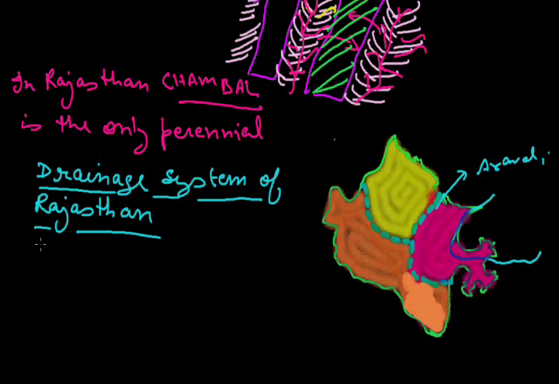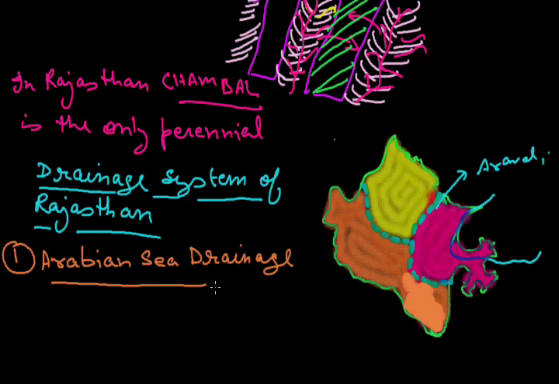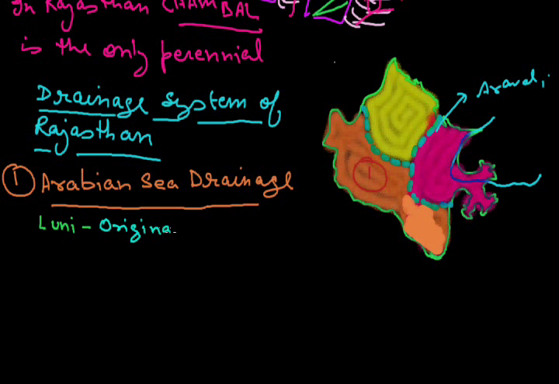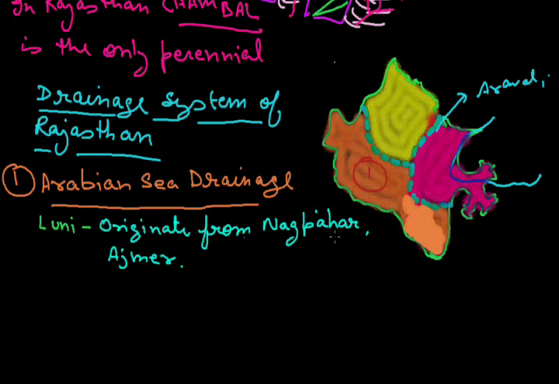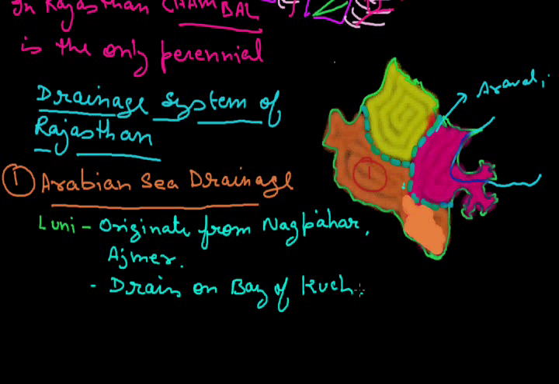So let us start with the first type of drainage system, which is the Arabian Sea drainage system. The main river found here is Luni. The river Luni originates from Nag Pahar here in Ajmer district of Rajasthan. Then this river goes towards Gujarat and then drains in the Bay of Kutch near Kandla.